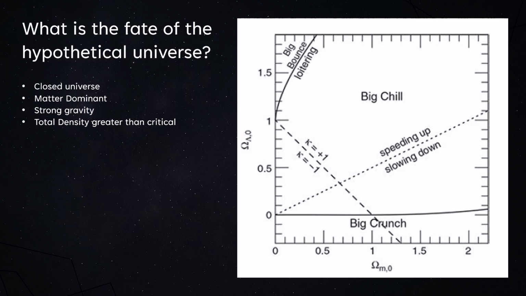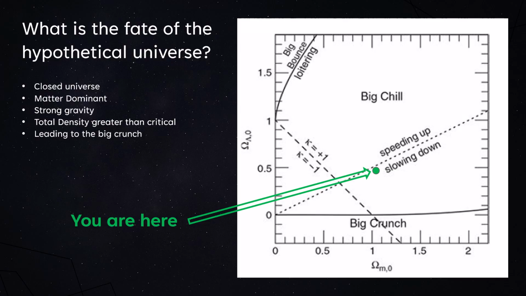So what is the fate of our hypothetical universe? Well, the characteristics we had were that it was a closed universe, a matter-dominated universe. It had strong gravitational effects, and the total density was greater than the critical density. In the accompanying figure, the hypothetical universe's density parameters are marked with a green dot, and they correspond to a future with a big crunch.